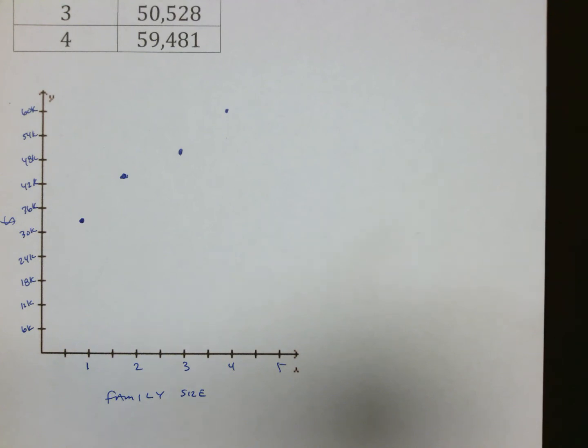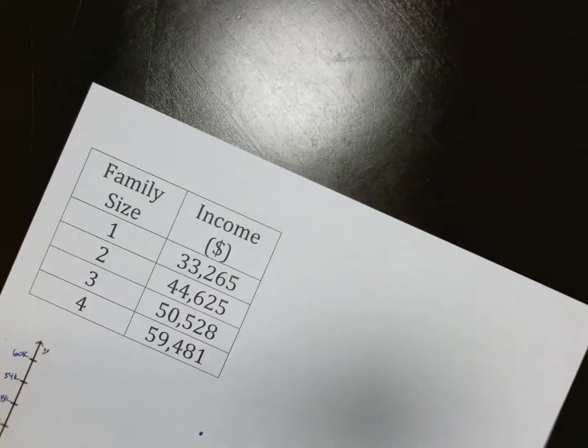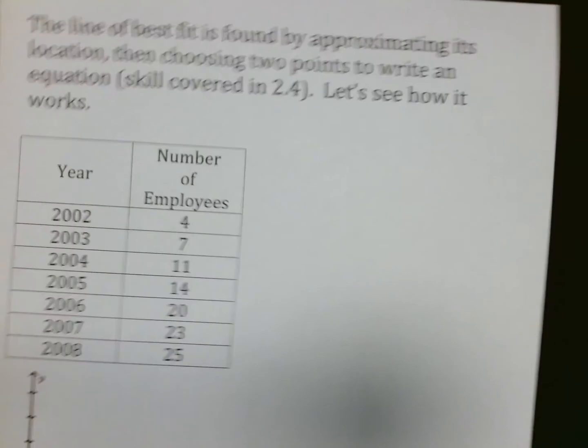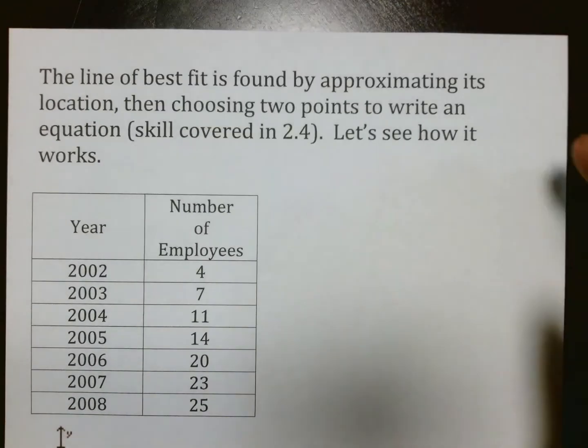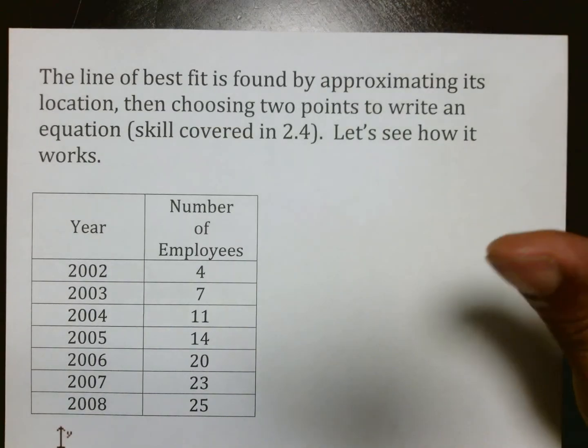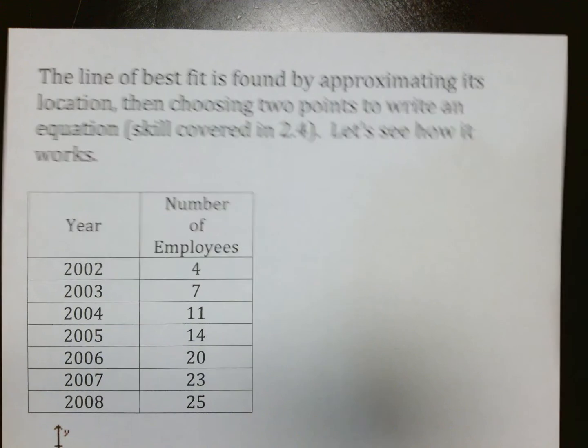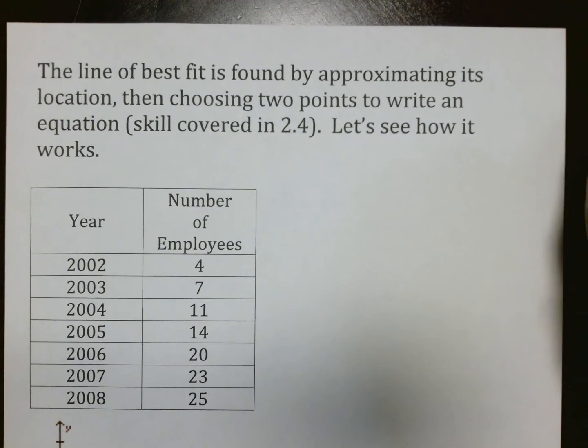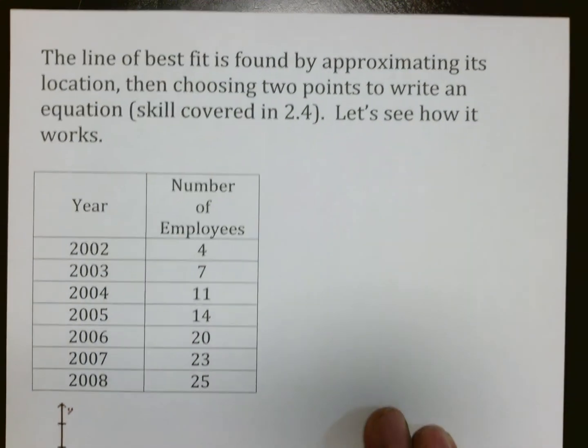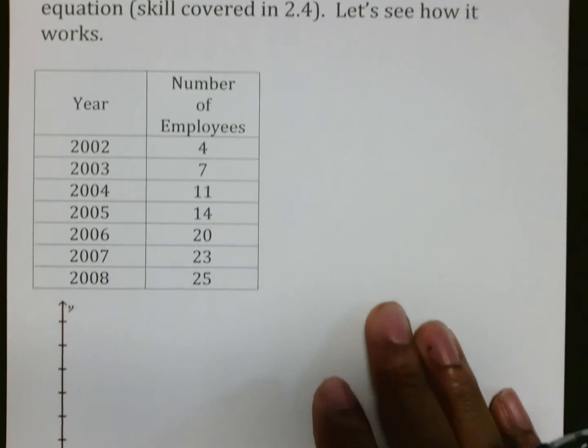Actually, we don't have a quiz this time, but again, just make sure you understand how to graph these things for your test. I don't think the graph is hard. It's going to be finding a line of best fit where all the work is. So the line of best fit is found by approximating its location and then choosing 2 points to write an equation like we did in 2.4 yesterday and the day before. So let's just see how it works real quick.